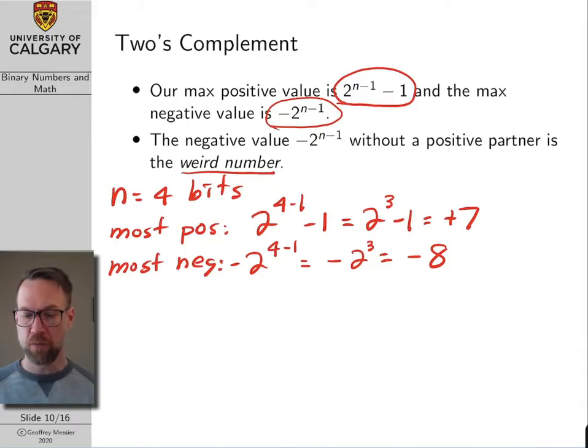So the weird number for 4-bit 2's complement is negative 8.